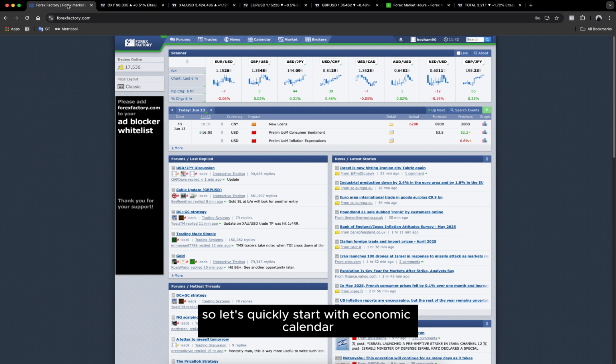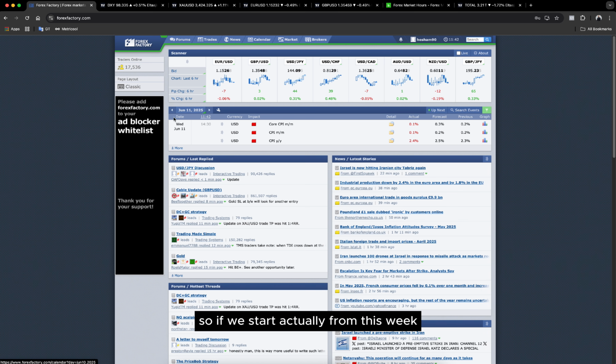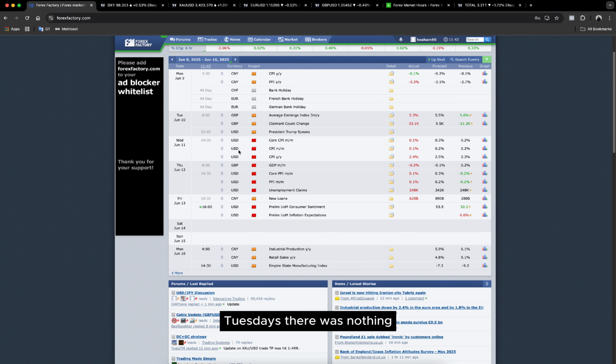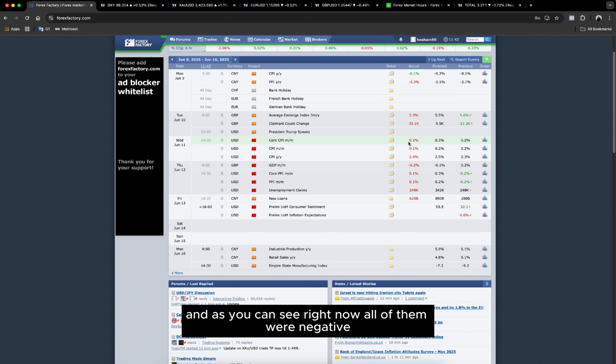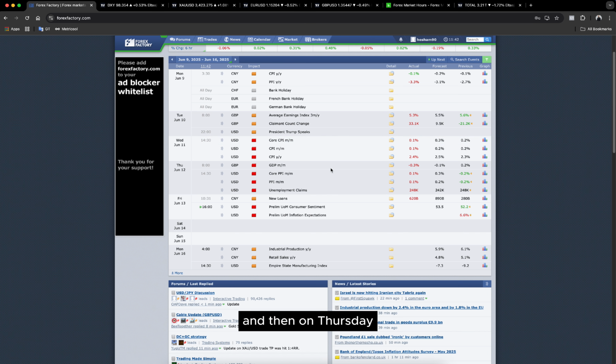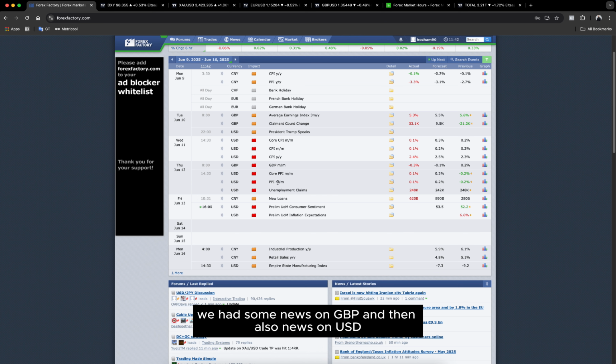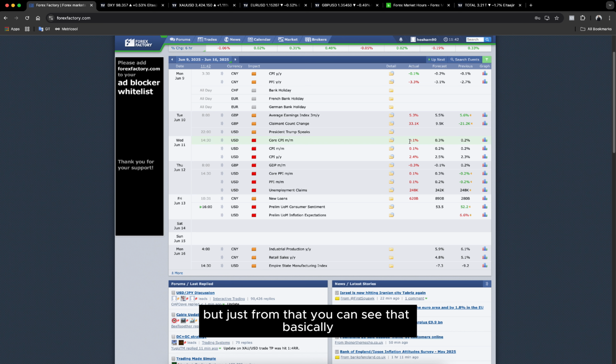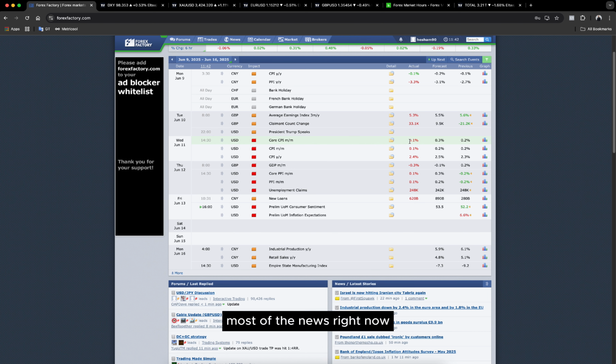So let's quickly start with the economic calendar. If we start from this week, on Monday there were a lot of bank holidays. Tuesday there was nothing. The whole action started on Wednesday. We had a lot of important news on USD, CPIs month over month and year over year, and as you can see, all of them were negative. Then on Thursday we had some news on GBP and also news on USD, all of them again negative. And on Friday, which is today, we have some news on USD. But just from that you can see that most of the news right now are negative for the US dollar.